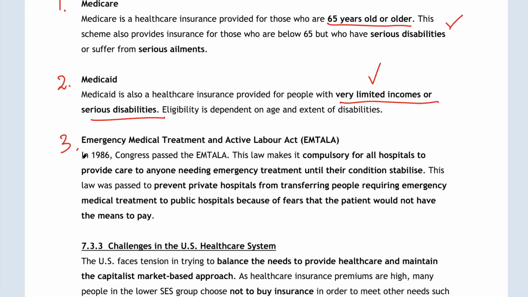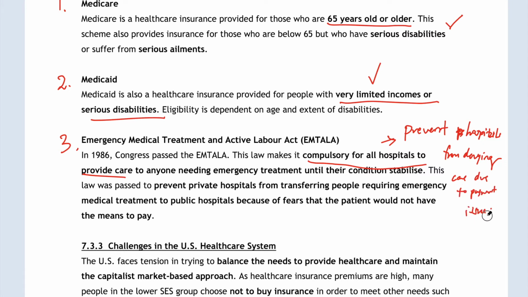Third, EMTALA. The Emergency Medical Treatment and Active Labor Act, simply saying that all hospitals must provide care to anyone requiring emergency treatment until their condition stabilizes. It's to prevent hospitals from denying care because of payment issues. There used to be a situation in the past where a lot of hospitals would refuse to save a person's life even though they were in an emergency situation or suffering from something very serious. They would refuse to administer treatment because they thought the person could not pay. EMTALA is the act that outright prohibits this in the law. You cannot do it. This is definitely not allowed.